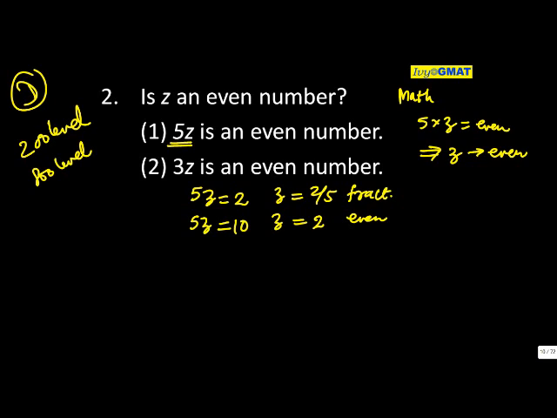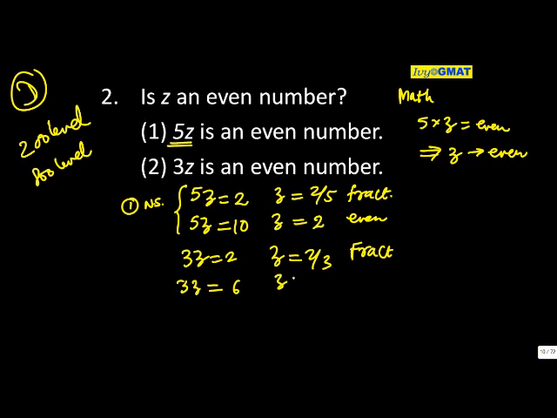Now, suddenly I find something that I would not have ever cared about. I would not have cared about the fact that Z is an integer or not. But now I know 1 is not enough. Not sufficient. Similarly, I can write 3Z is equal to 2. So Z would have been equal to 2 by 3, which is a fraction. Fractions are neither integers, nor even, nor odd, nor prime, nor composite, nothing. We don't really use those terms. So 3Z is equal to 6, suppose. So I would have got Z is equal to 2, which is even. Again, this kind of dilemma you would never have seen in math. That's why it's not a maths problem, it's a DS problem.